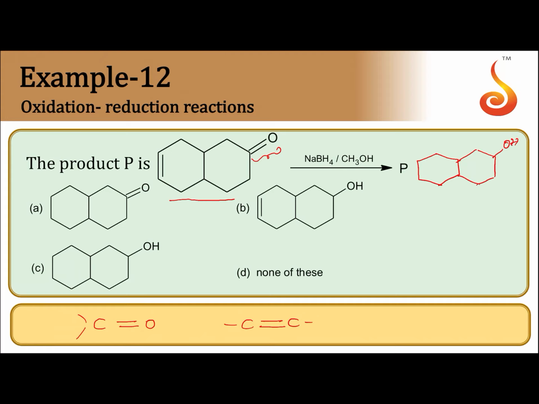what is the functional group here? Ketone. The ketone should be converted to a secondary alcohol. This double bond should not get affected. So you will get an unsaturated alcohol.